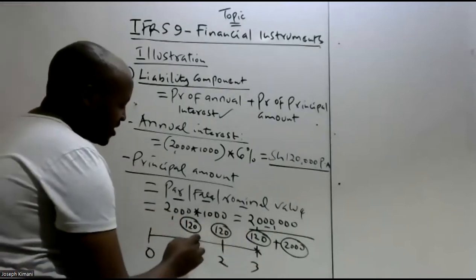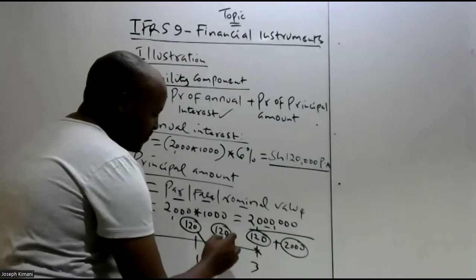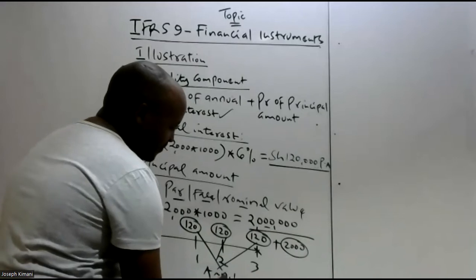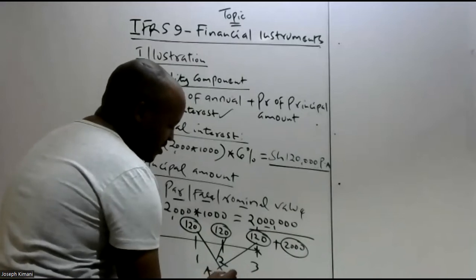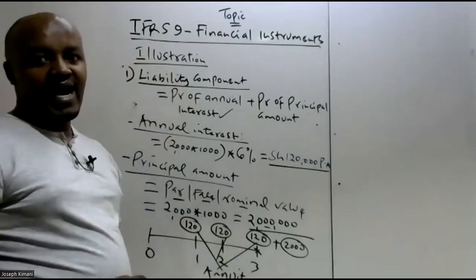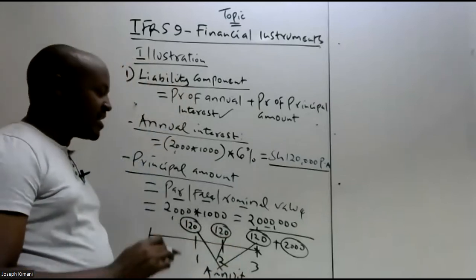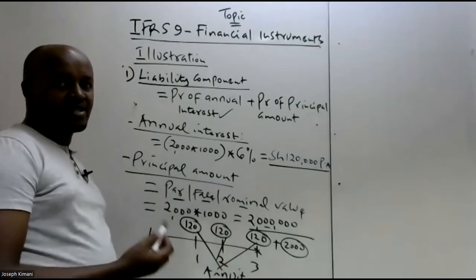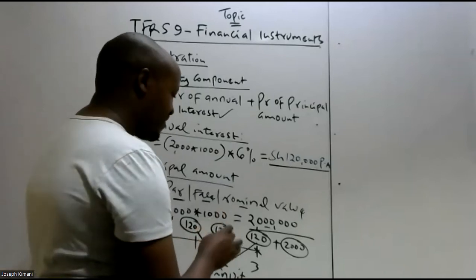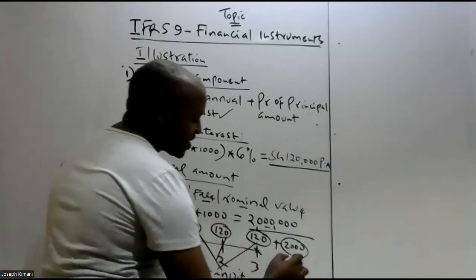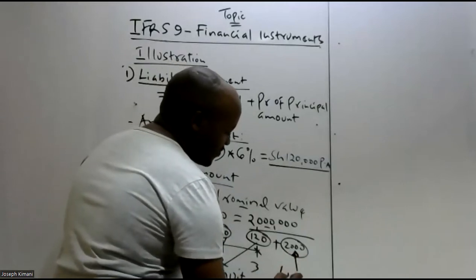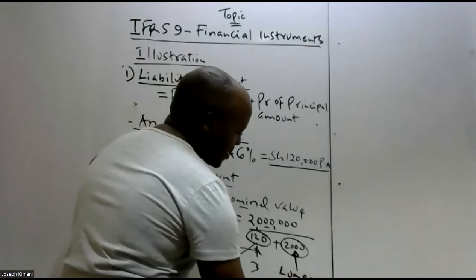Because this interest is payable annually, for the purpose of discounting, we refer to this as an annuity. And this is an annuity which is payable at the end of the year. There is a specific word we use to refer to those annuities at the end. And then this is a single amount which will be paid at the end of the 3rd year, and therefore we refer to that as a lump sum.